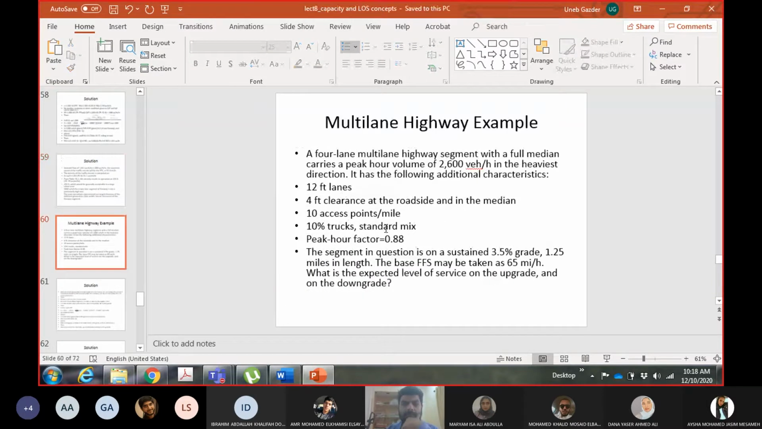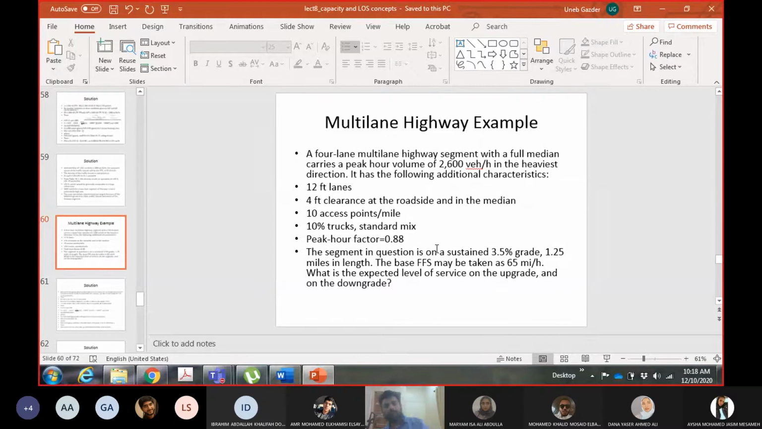Okay, then the next example is for a 4-lane multi-lane highway now. The volume is 2600 and characteristics are given. The segment has a sustained gradient of 3.5%. So now the terrain conditions are changed. They're saying find out the expected level of service on upgrade and the downgrade. Okay, I'll show you for the upgrade. For the downgrade, I will just tell you what you have to do.